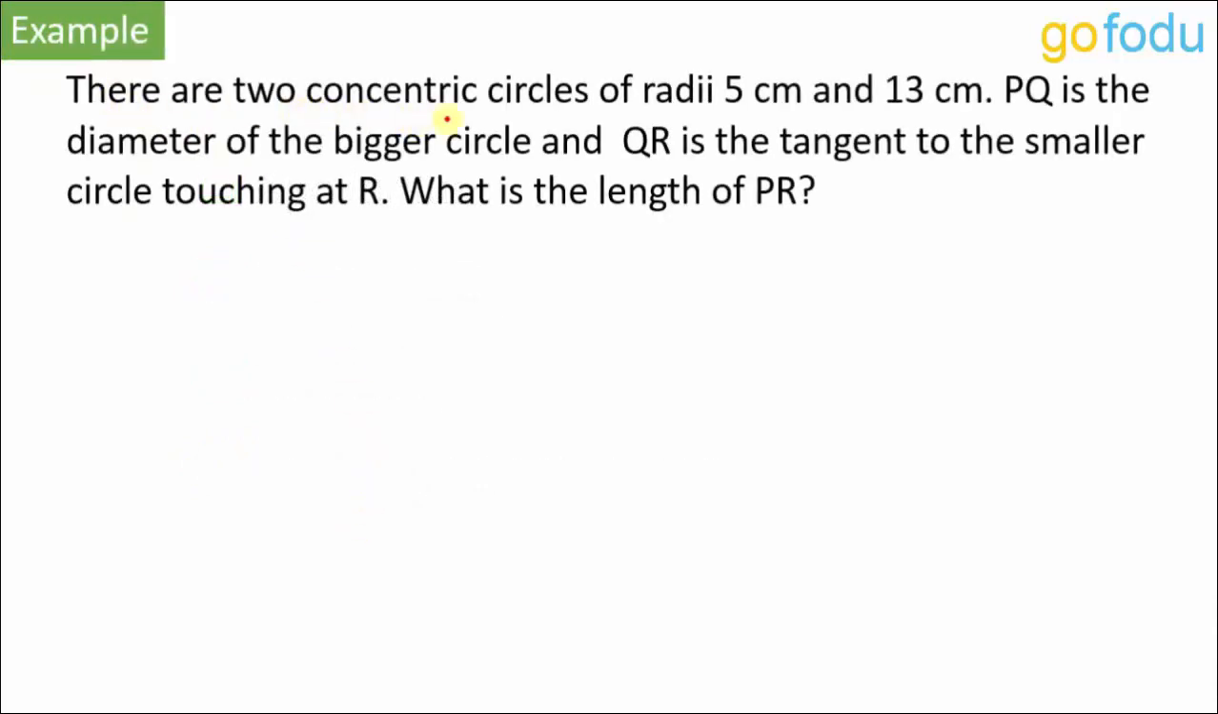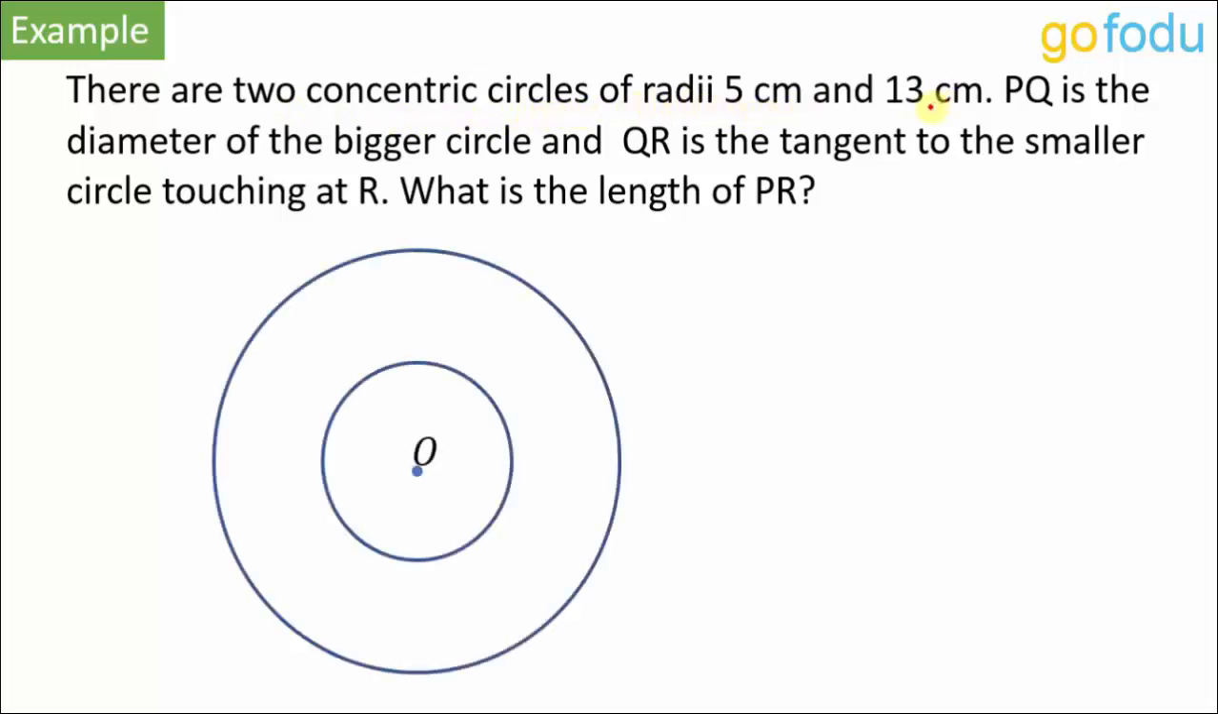There are two concentric circles of radii 5 cm and 13 cm. Okay, these are the circles. PQ is the diameter of the bigger circle and QR is the tangent to the smaller circle touching at R. This is QR and we have to find the length of PR. This length we have to find. Okay, let's say this is X.